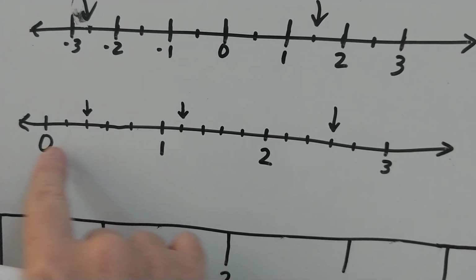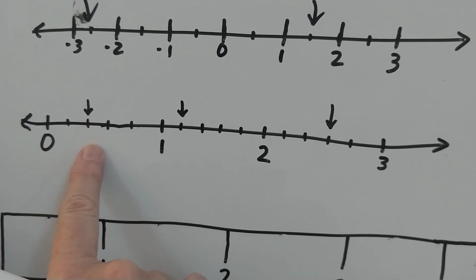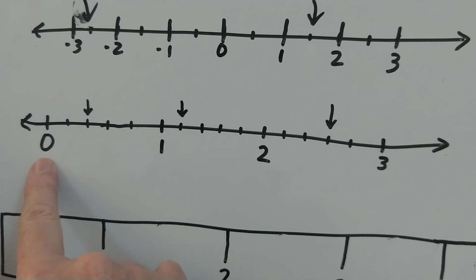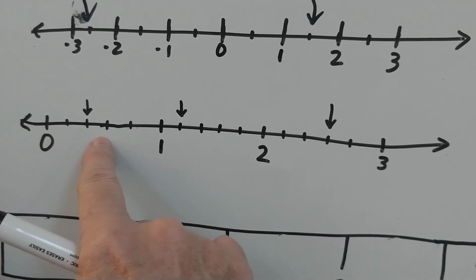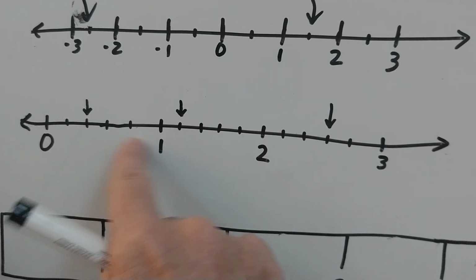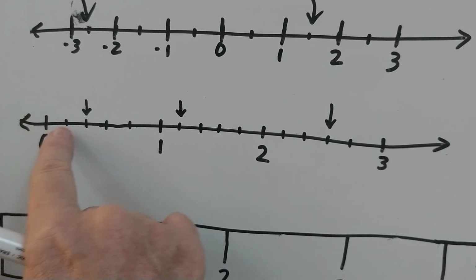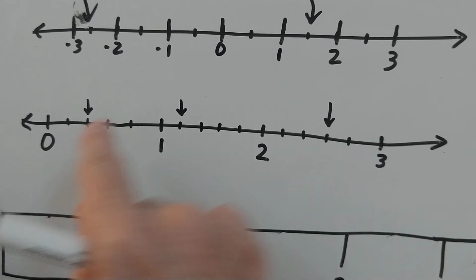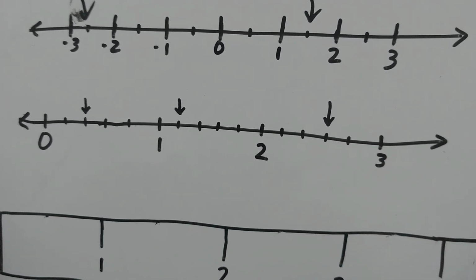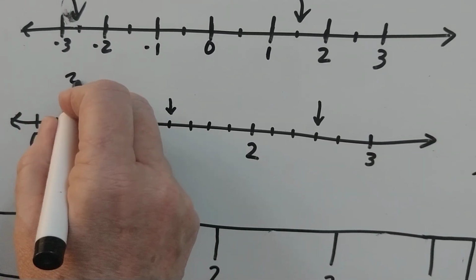So what would this fraction be right here? Well, we haven't gotten to a whole number yet, so it's not actually a mixed number, it's still just a fraction. So each one of these sections is 1/5. So if this is 1/5, 2/5. So that arrow right there is representing 2/5.